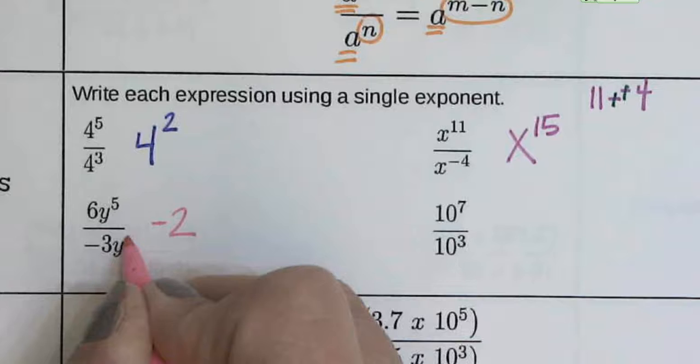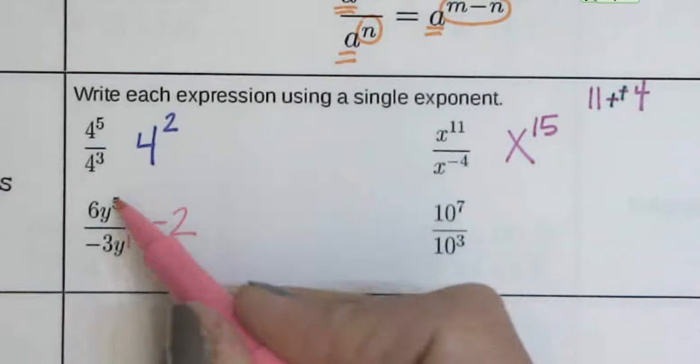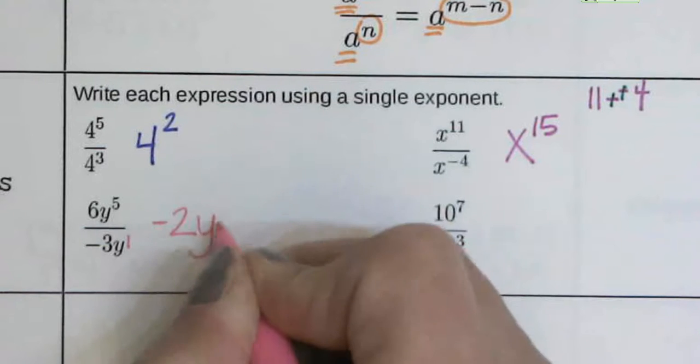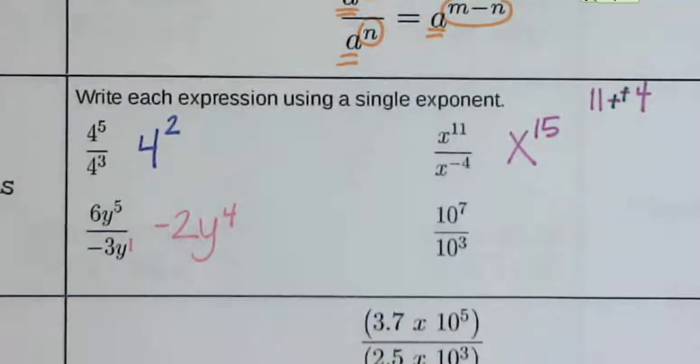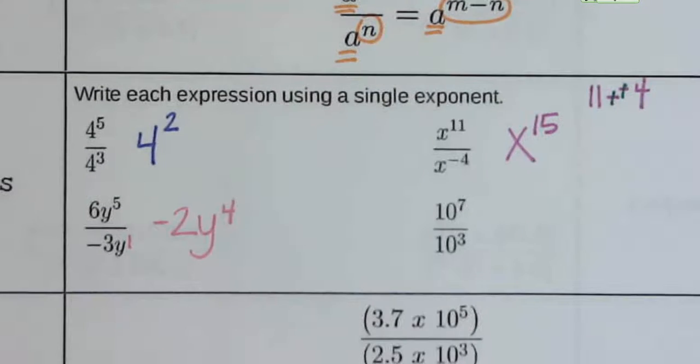Last but not least, we have 10 to the 7th divided by 10 to the 3rd. So my base gets to stay the same as 10. I'm going to do 7 minus 3, which then gives me an exponent of 4.